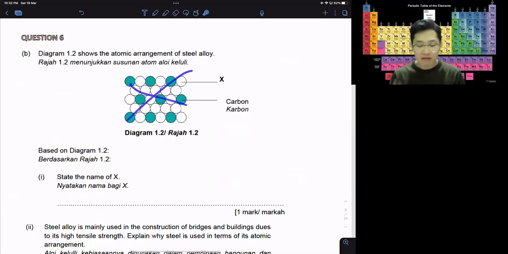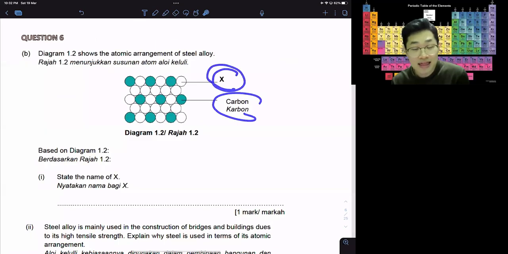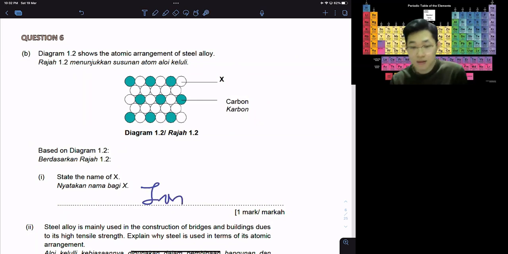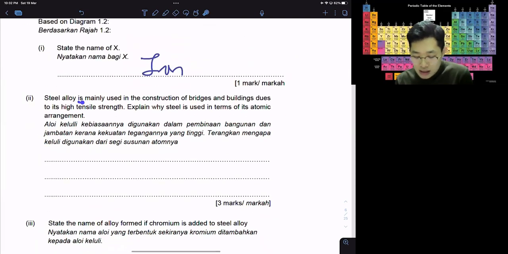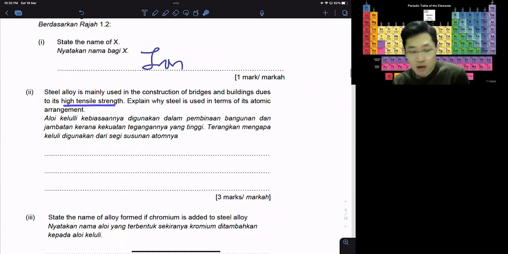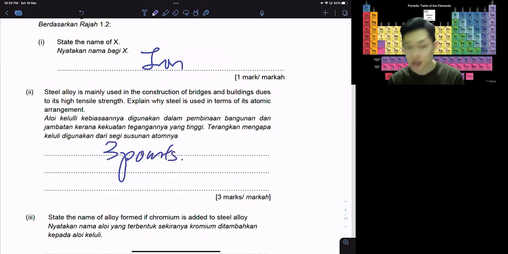And then, this is actually a wrong diagram. It is a steel. Steel is made of carbon and iron. It is not possible to have an orderly arrangement in alloy. Alloy is mainly used in the construction of bridges and buildings due to high tensile strength. Why is steel used in terms of its atomic arrangement? That means why we use steel? Because it's hard, right? When you want to explain that it is hard, you give the 3 points: size, arrangement, hard to slide.